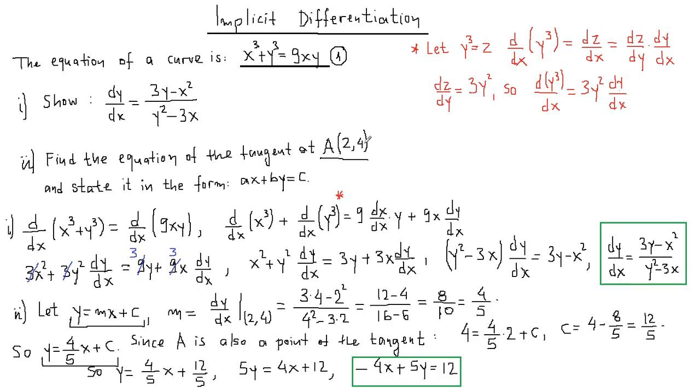So we again substitute y and x with 4 and 2 respectively, and we solve for c. Finally, we have that c is 12 over 5. Substituting everything, the equation becomes y equals 4 over 5 x plus 12 over 5, and now we multiply by 5 to eliminate the denominator, so we have 5y equals 4x plus 12. And rearranging to obtain this form, it becomes minus 4x plus 5y equals 12.